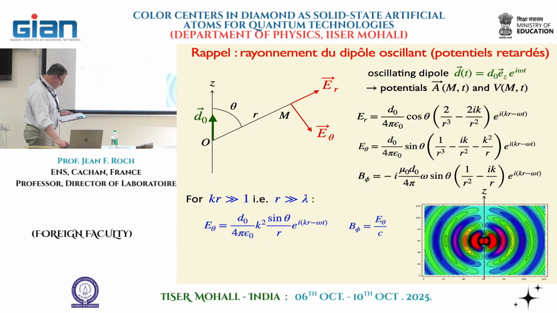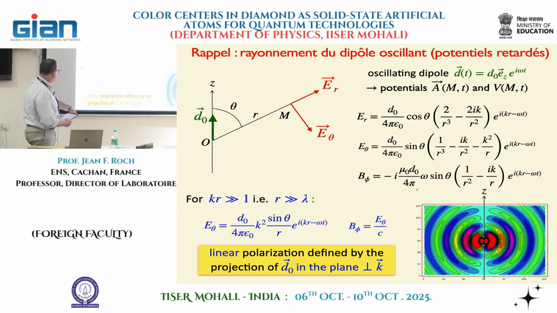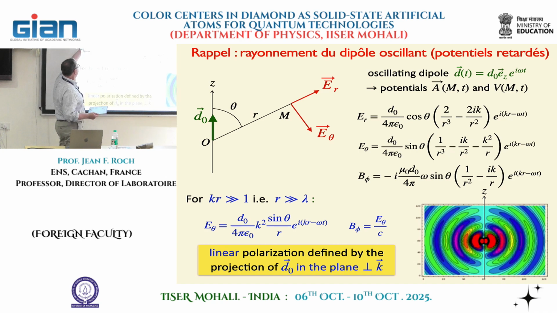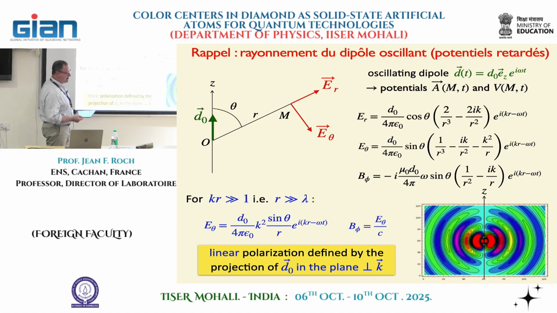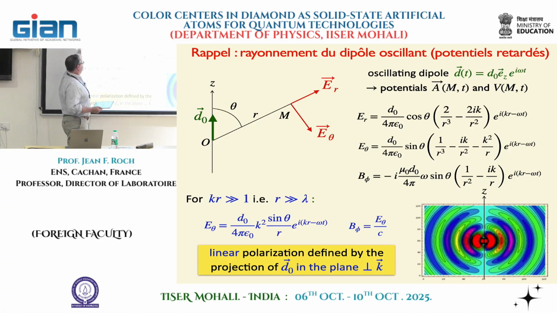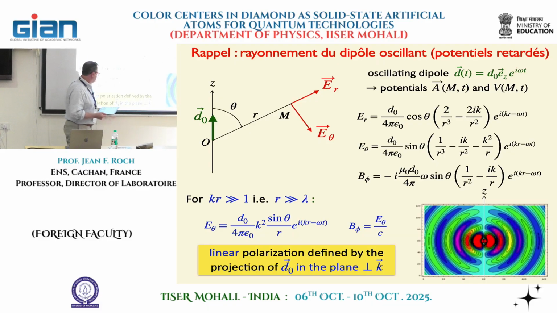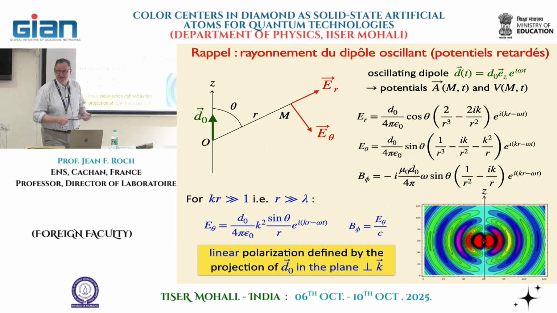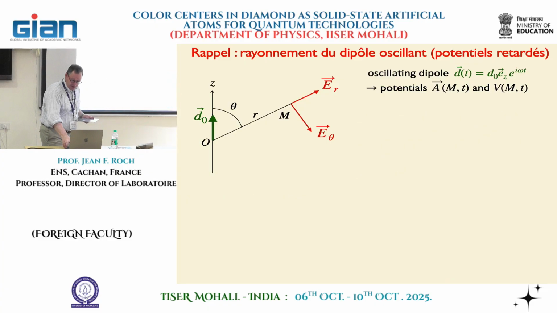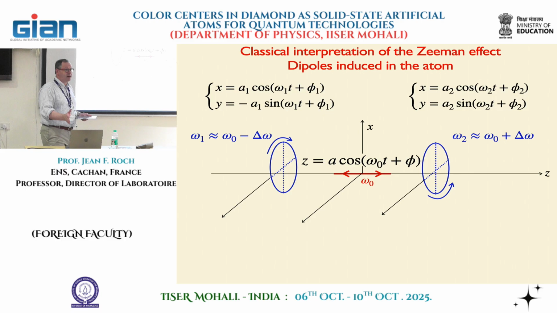But what is also important is the fact that the field radiated by the dipole has a linear polarization, which is defined by the projection of the oscillating dipole onto the plane perpendicular to the propagation direction, as we know. So now, if I come back to that picture, I just need to project the oscillating dipole onto a given plane, and that will give me the specific polarization. And this is what we will show now.